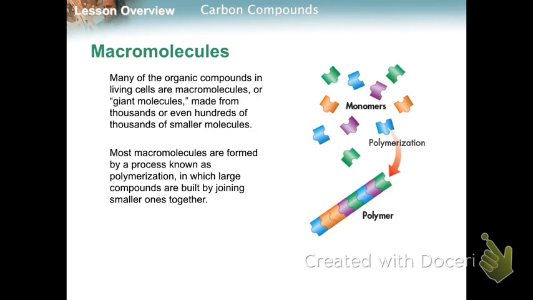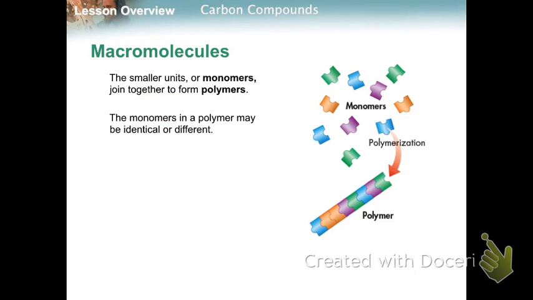These macromolecules, or giant molecules, as you see here, are made from thousands or even hundreds of thousands of smaller molecules. They're formed by a process called polymerization, where large compounds are built by joining smaller ones together. If you think of Legos, you have a bunch of different Lego blocks and you put them together to construct a house. The polymer is the house, and then the building blocks, obviously, are the Legos themselves.